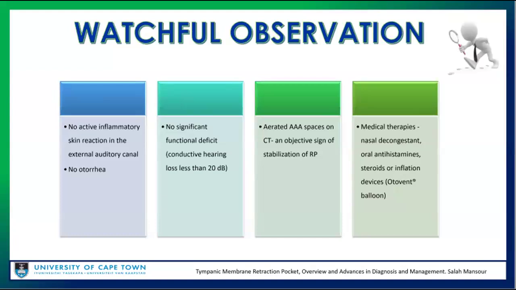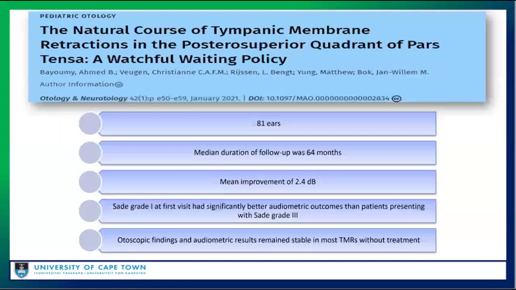Quite controversial, but medical therapies, some surgeons opt for medical therapies, including nasal decongestants, oral antihistamines, steroids, and inflation devices in the aim to improve the eustachian tube dysfunction. However, there are articles in literature that negate their benefits.